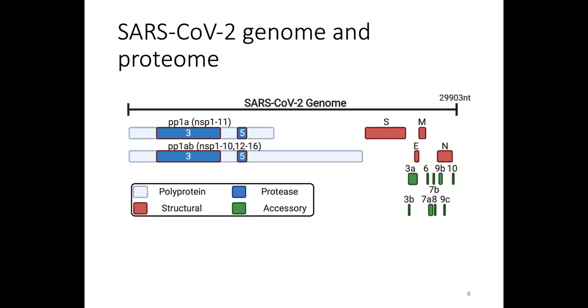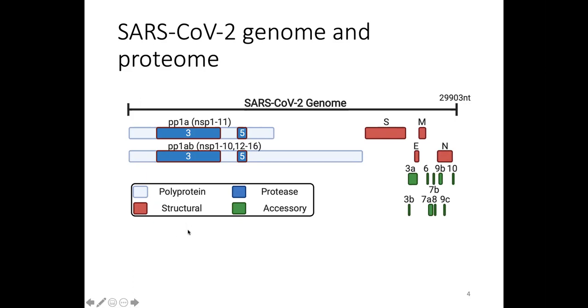So here's a schematic of the SARS-CoV-2 genome and proteome. It's about a 30 kb genome. We have the spike, envelope, membrane, and nucleocapsid structural proteins, accessory proteins, but the bulk of the genome is occupied by these two long polyproteins, PP1A and PP1AB, which are cleaved by the viral proteases NSP3 and NSP5 to make the various proteins that the virus needs for its replication.